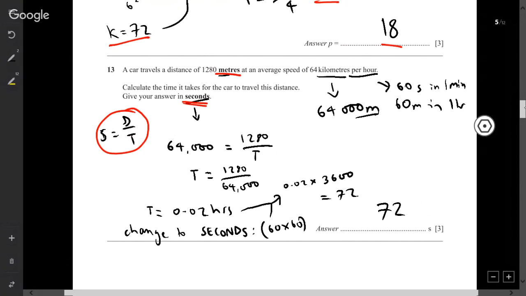T equals 0.02 hours. Okay, but we want to change this to seconds. To do that, we know there are 60 minutes in an hour and there are 60 seconds in a minute. So we do 60 times 60, and then that's 3,600. We're going to times that by hours to change it into seconds, and that comes to 72 seconds. And that's the answer.